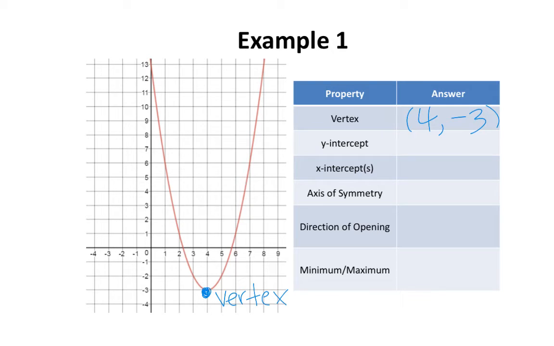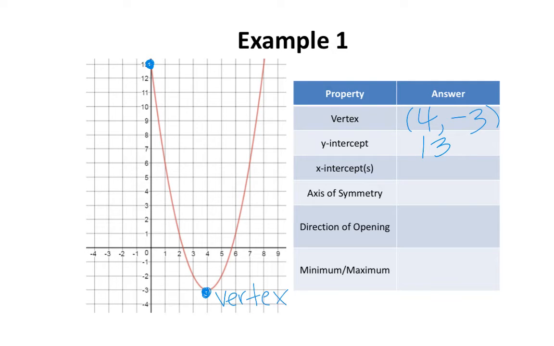The y-intercept is a point at which the quadratic relation crosses the y-axis, and that point is right over there, which makes the y-intercept 13. The x-intercept is the point at which the quadratic relation crosses the x-axis.